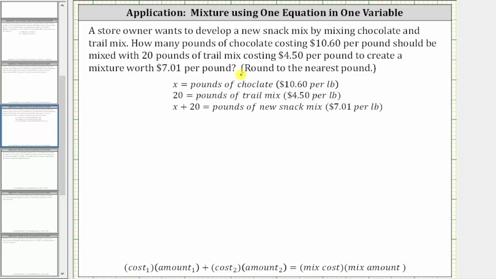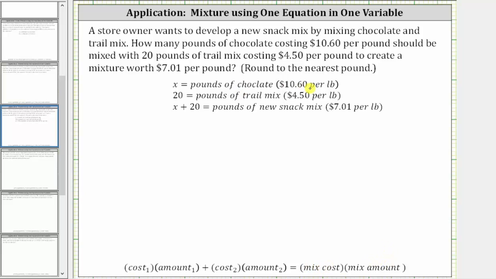And because we're mixing the chocolate and the trail mix, the pounds of the new snack mix is equal to x plus 20, the sum of x and 20. And the cost of this new mix is $7.01 per pound. And now we can set up our equation, which will be the cost of the chocolate times the amount of chocolate plus the cost of the trail mix times the amount of the trail mix. And the sum of these products must equal the cost of the new mix times the mix amount.